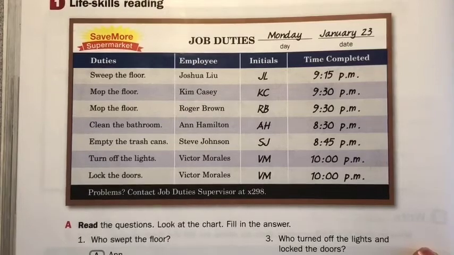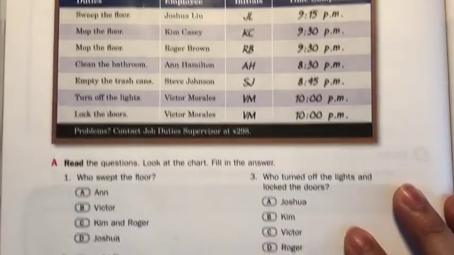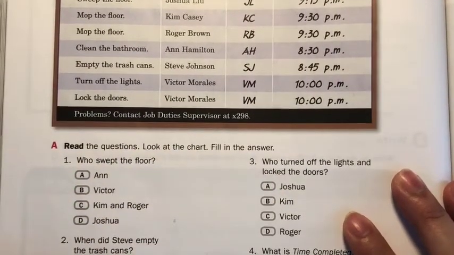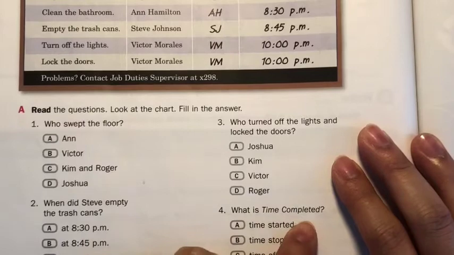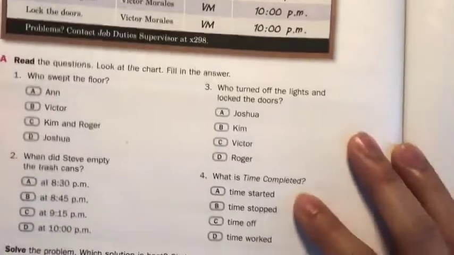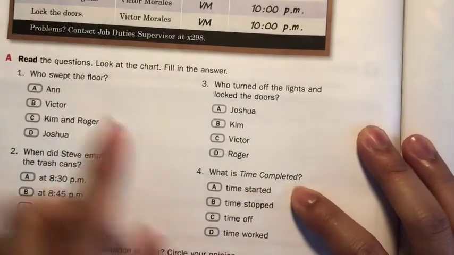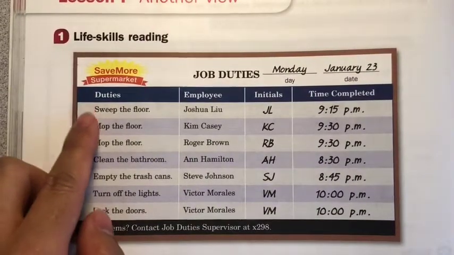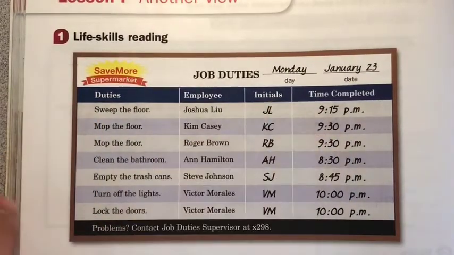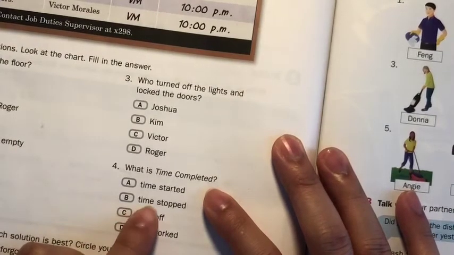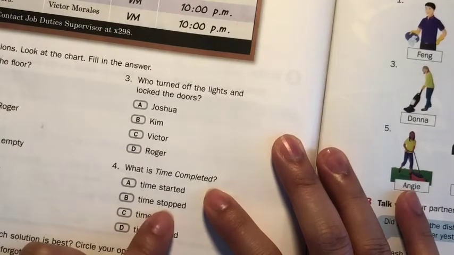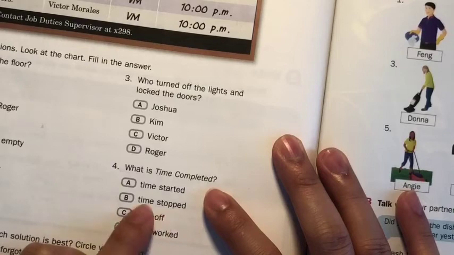Okay, so you can probably answer these questions, but I'm going to do number 4 with you. So what is time completed? Time completed is when you finish your duties. When you finish your duties, what time is it? So I'm going to say time stopped. Number 4, time stopped. The time you stop working.